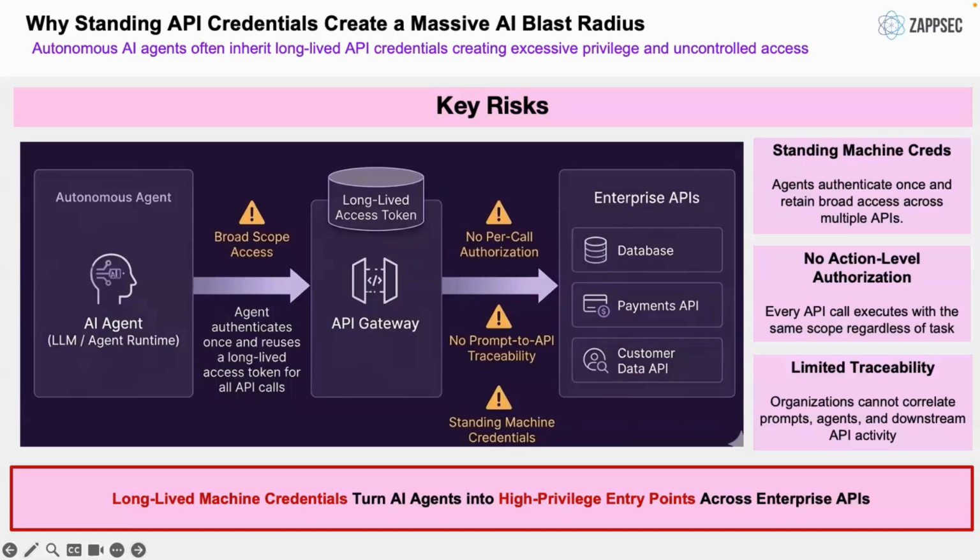Right, and the visibility gap compounds it, right? Because when something goes wrong, can you trace which agent made the call and under what authorization, or in response to what prompt? In most deployments, the agent authenticated once, and every action after that is invisible at the identity layer. There's no correlation between the prompt context and the downstream API call.